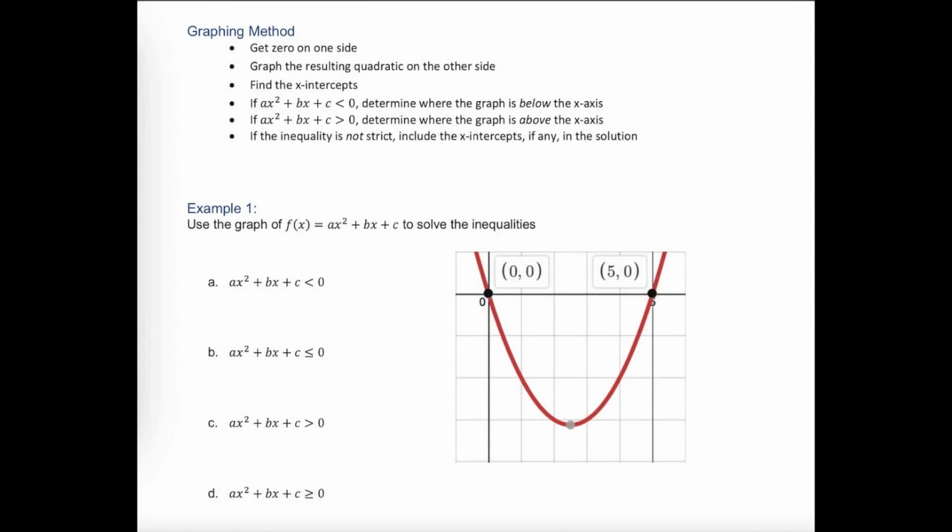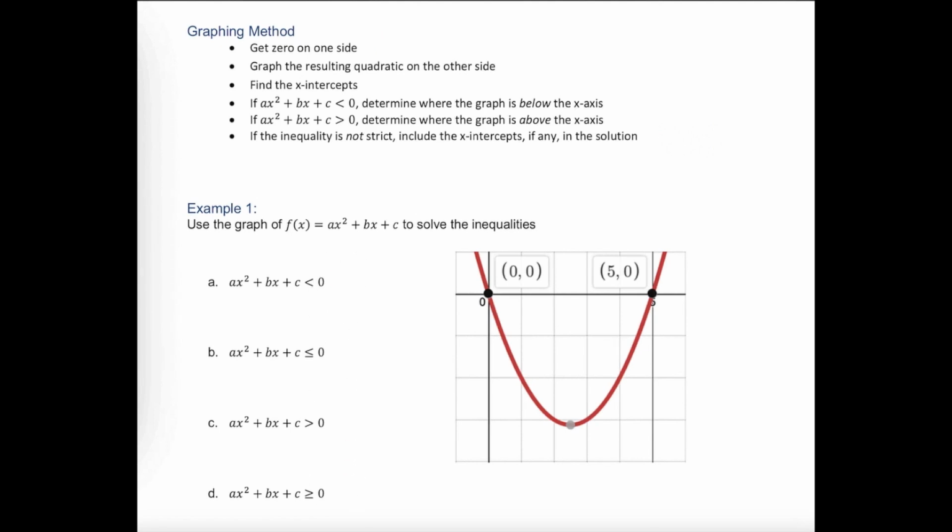In this example, we're looking at the graphing method for solving a quadratic inequality. Here's an example of what a quadratic inequality might look like algebraically. What we're going to want to do is, first of all, in that equation or inequality, get 0 on one side of it, and as you can see down here, all of these have 0 on one side already.